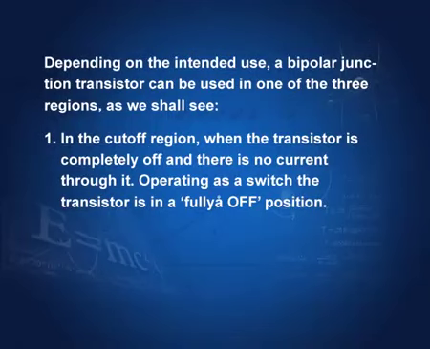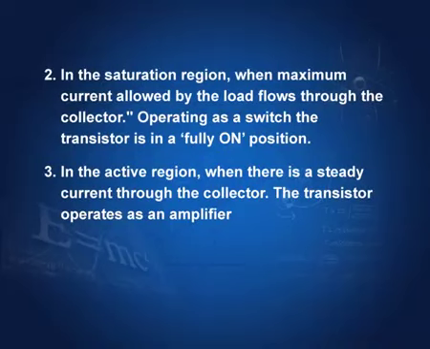We can use it in the cutoff region, where there is no current through the transistor, so it is fully off. It works as a switch and it is fully off. We can use it in the saturation region, where maximum current flows through it, so it is fully on. Again it is a switch, but fully on. And in the active region, in between these two extremes, we have a steady current through the collector and the transistor operates as an amplifier.